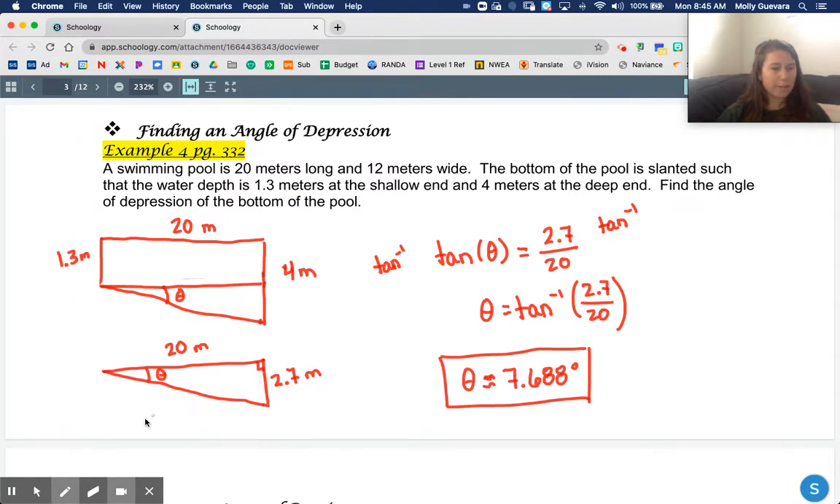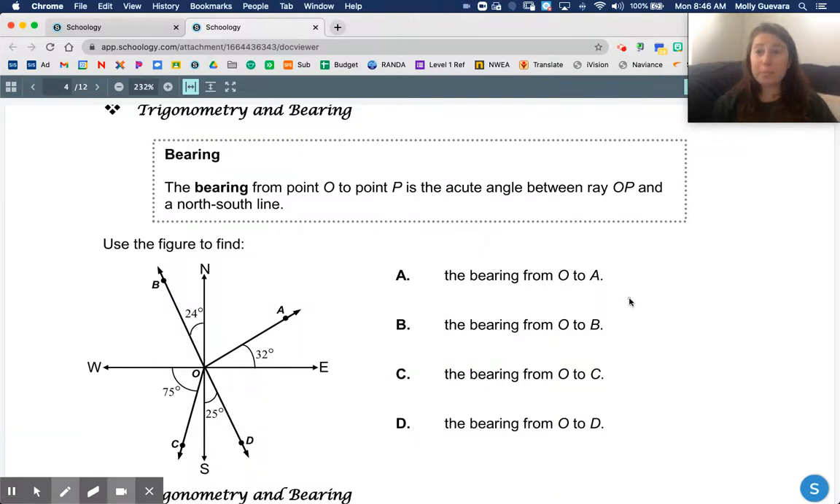Okay, hopefully we're feeling okay. What we're going to do next is we're going to look at bearings, which is using our directions. Okay, so bearings, like I said, has everything to do with direction, okay? So the bearings from point O is always going to be the origin of our compass, our north, south, east, west. So the bearing from the origin to any point is the acute angle from the north-south line.